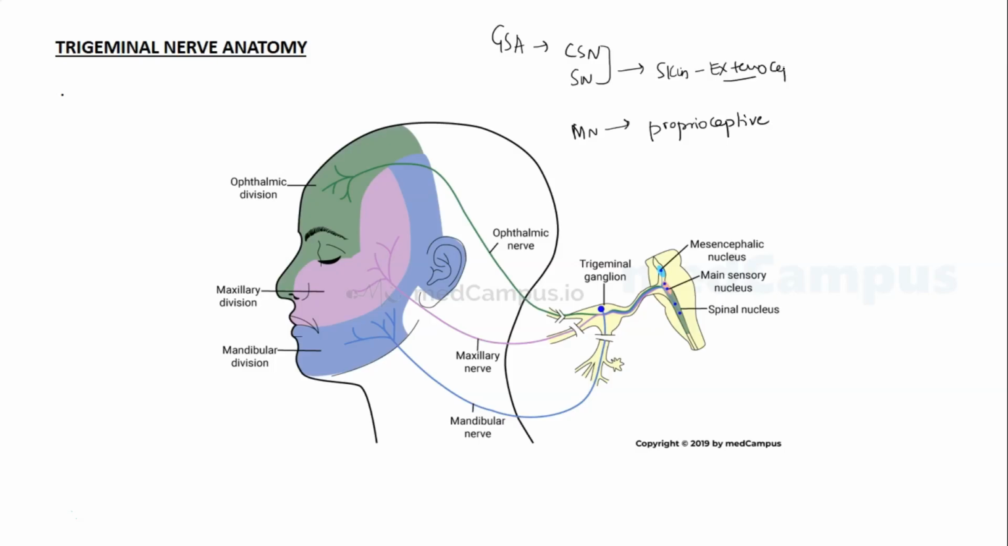These proprioceptive sensations are carried from the muscles of mastication, temporomandibular joint, teeth and tongue. Like whether the tongue is protruded or retracted, or whether the temporomandibular joint is protruded or retracted. These kinds of sensations are carried with the help of the mesencephalic nucleus. Now, what are the divisions of the trigeminal nerve?